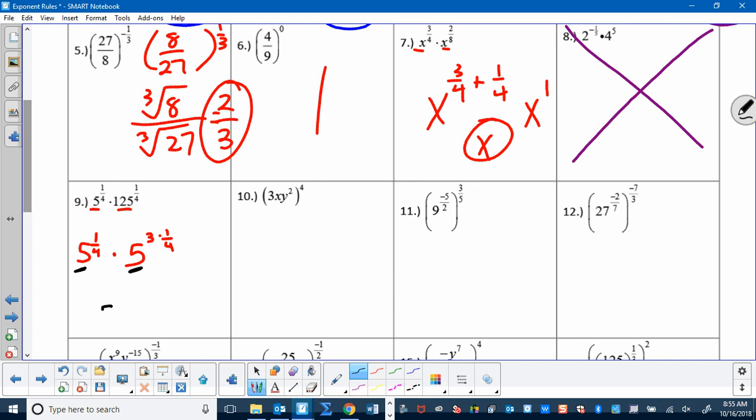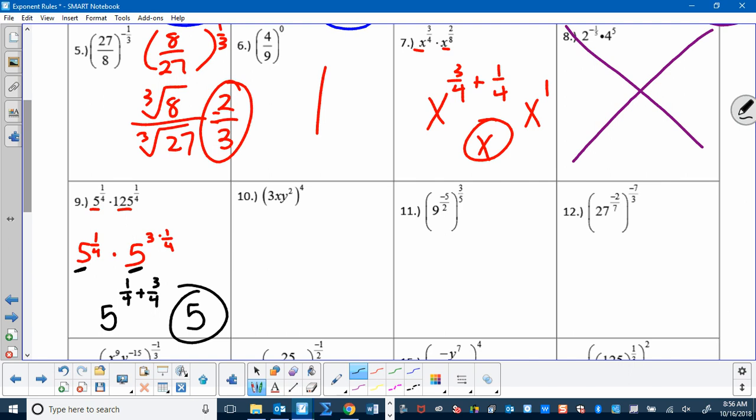So now that they're the same, I can add my exponents. So I have 1/4 plus, what's 3 times 1/4? 3/4. 1/4 plus 3/4 is 4/4. 4/4 is the same as 1. 5 to the 1st power is just 5. So we're practicing that more later, so don't freak out.